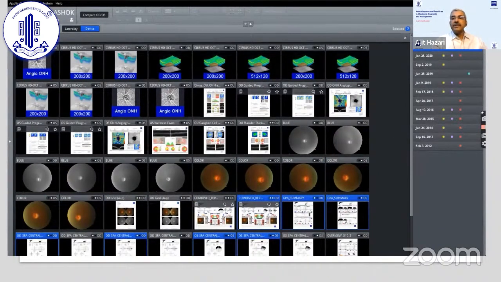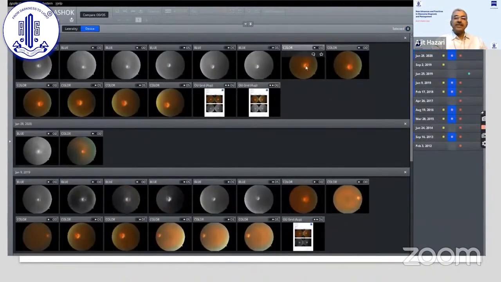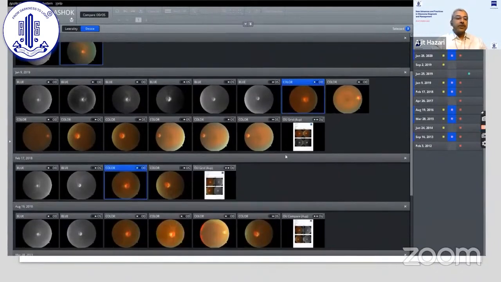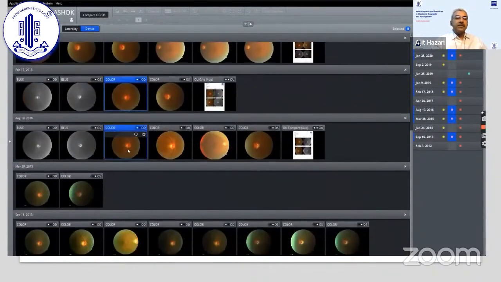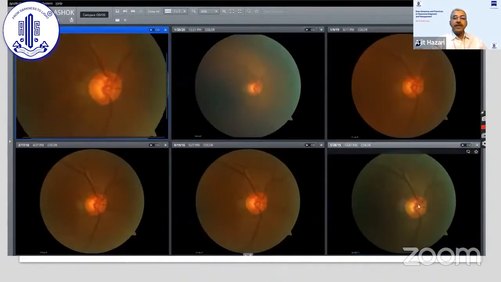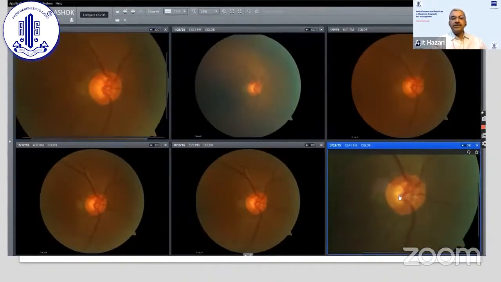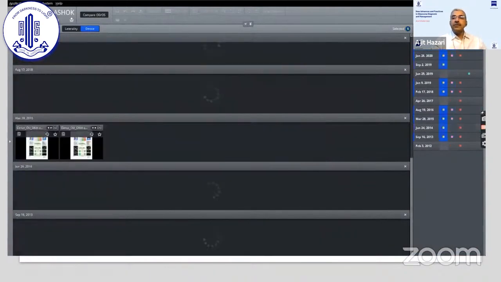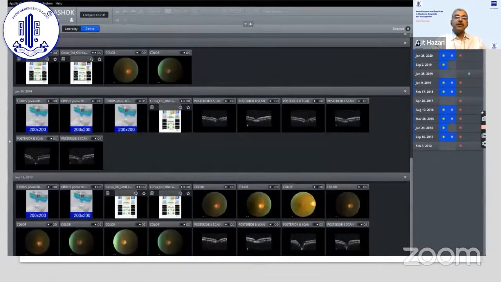Similarly, we can select a particular device. For example, here I'm picking up the disc photographs over the last few visits of the patient, going back to 2018, 2016, 2015, and pull all of them up on the screen and look at each one of them individually. And if you look at the first picture and the last picture, we see that there is a new RNFL defect which has happened. So this makes it so much faster, and there is no loss of data.